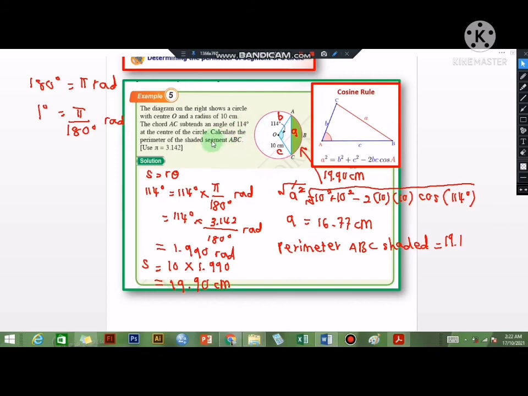Okay class, let's look at this one. The question asks you to calculate the perimeter of the shaded segment ABC. So the perimeter of the shaded one is equal to 19.90 cm plus the chord AC, the value that we just calculated, which is 16.77 centimeter. So your final answer is 36.67 centimeter. So this is the final answer.